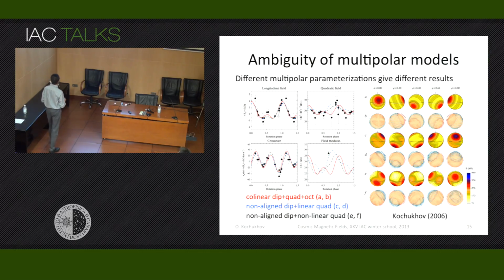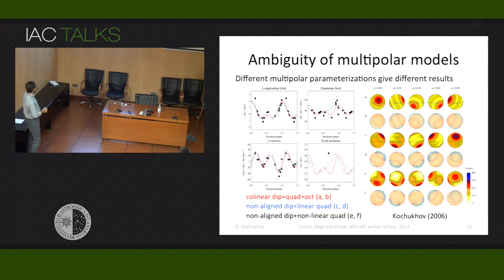This is what I did in some study. So I took these different parameterizations. One is dipole, quadrupole, octupole, which are aligned. Another is non-aligned dipole and quadrupole, something that is used by different authors. And then I tried to fit the longitudinal field, quadratic field, and the asymmetry of the longitudinal field crossover for some star. I also had one point for the field modulus measurement. It's quite a strongly magnetic star, so it has the field reaching 30 kilogauss.